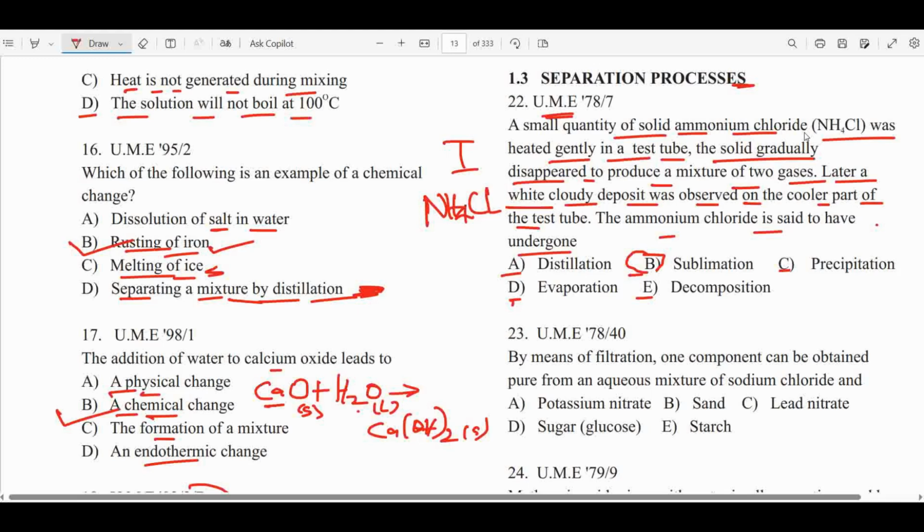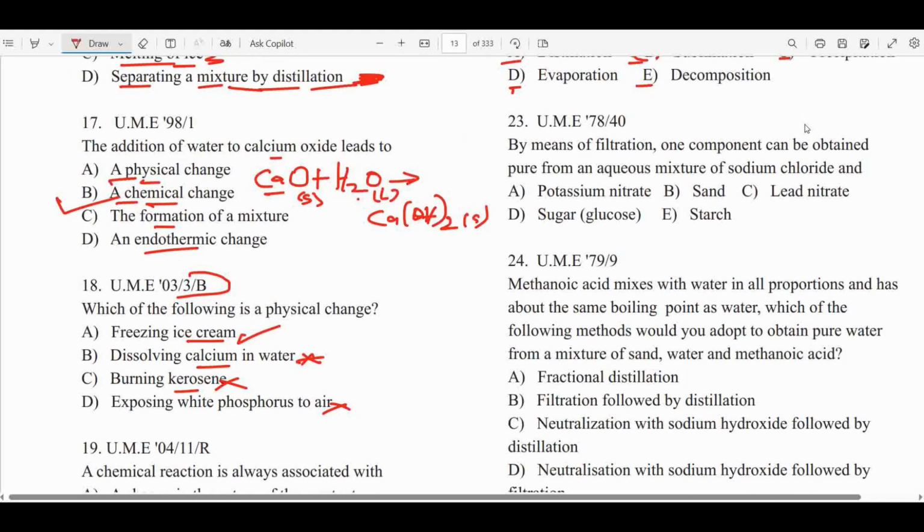All right, so we go on to question number 23. This question says, by means of filtration, one component can be obtained pure from an aqueous mixture of sodium chloride and A, you have potassium nitrate, B, you have sand, C, you have lead nitrate, D, you have sugar, glucose, and E, you have starch. Now, in this case, which of these options would you think? Let's look at the question again. By means of filtration, one component can be obtained pure from an aqueous mixture of sodium chloride and what else?